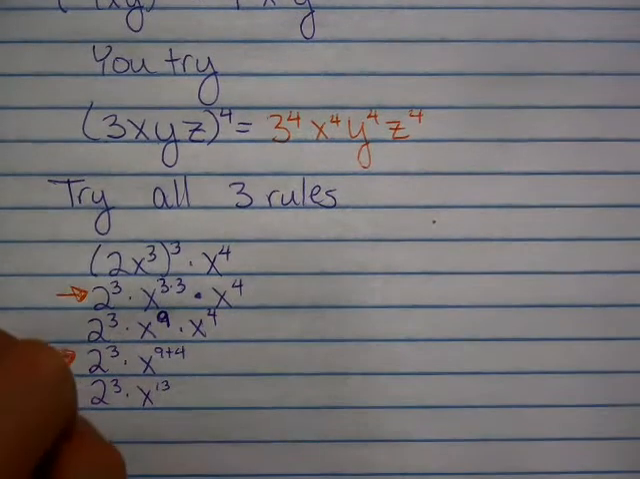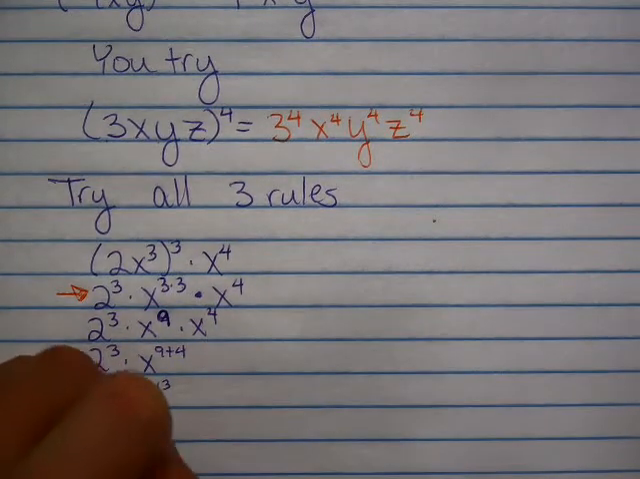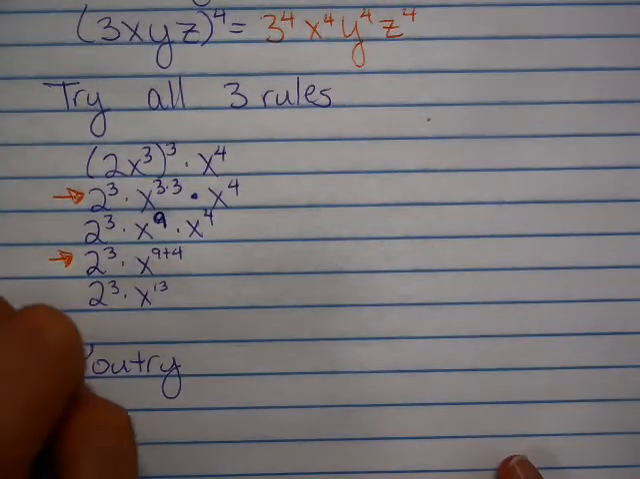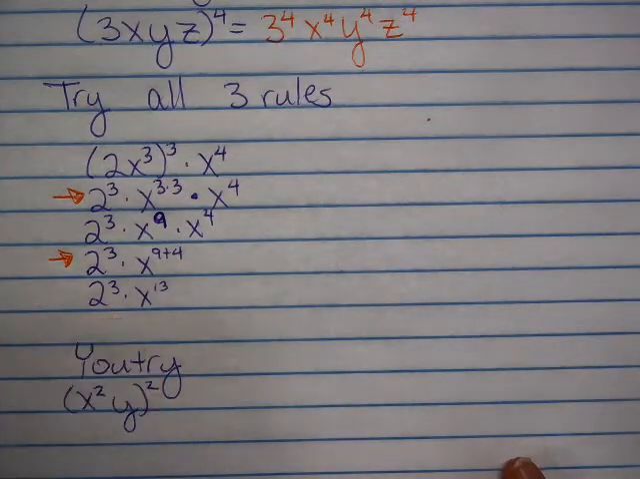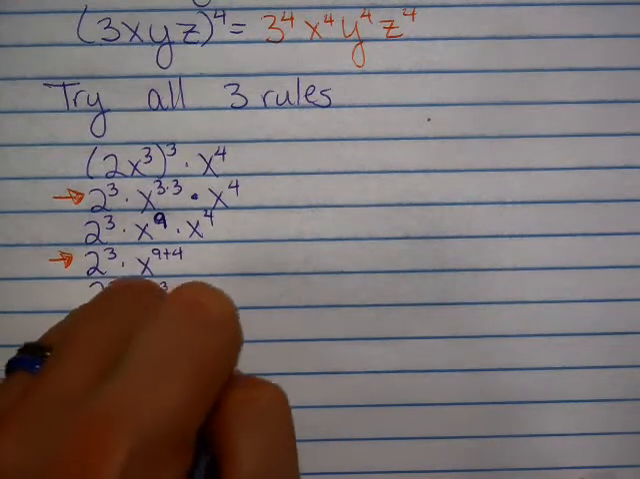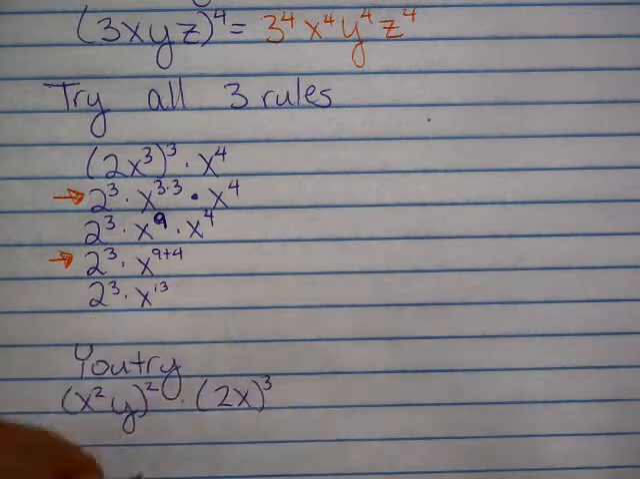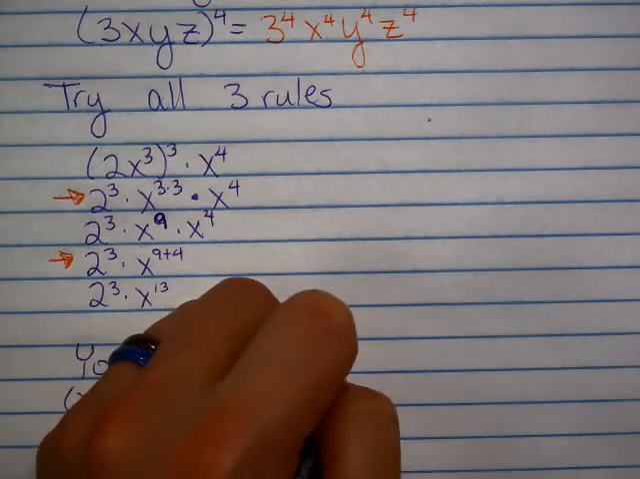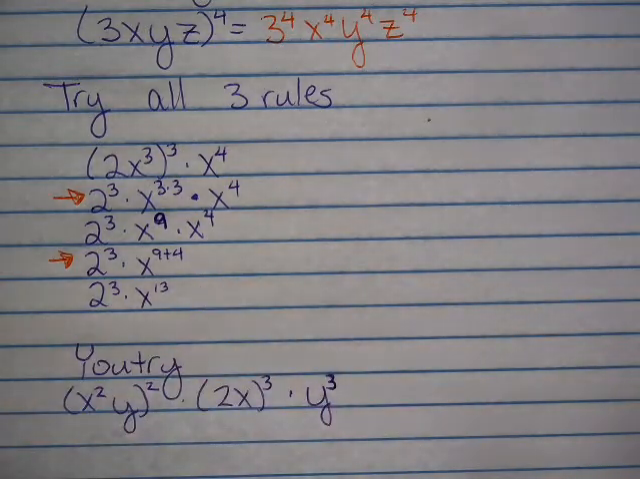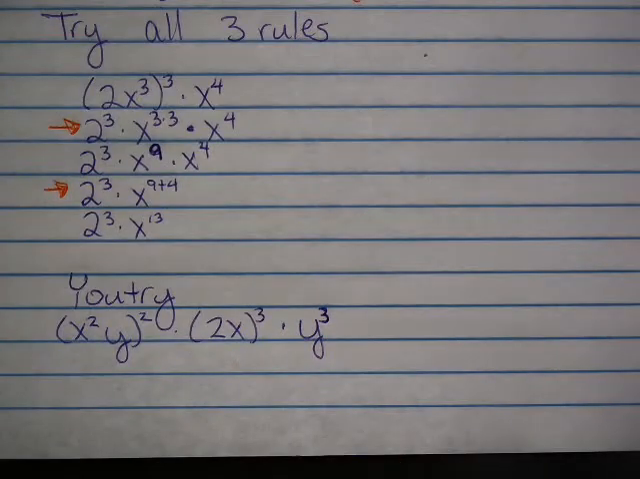So I want you to try one now. I want you to try (x squared y) all squared times (2x cubed) times y cubed. Okay, pause and go. If you get stuck, make sure you play so that I can show you how to do it. Okay, thanks for pausing. If you didn't pause because you thought it was too hard, that's okay too.